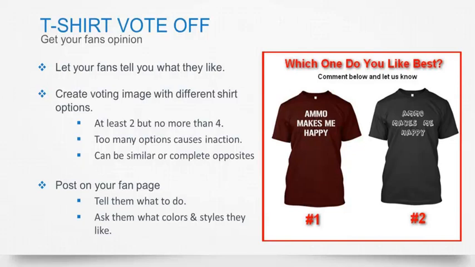So what you're going to do is create a couple different shirt images. Okay, different designs or things you want to do. All right, then you're going to create a voting image like the one you see here with the different shirt options. Okay, now at least 2 options, but no more than 4 options. If you give them too many options, it causes inaction. They go, man, that's too much work to answer you. But you give them 1, 2, maybe 4 options, they can take the time to answer it.